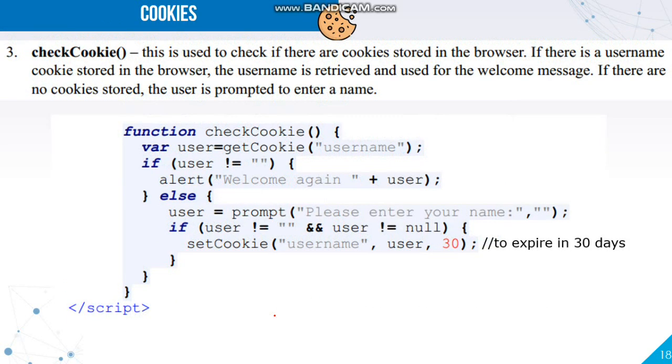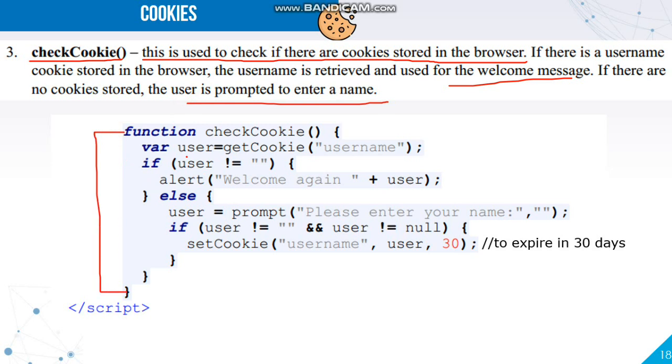Next, we also have here the check cookie function. This is used to check if there are cookies stored in our browser. If there is a username cookie stored in the browser, the username is retrieved and used for the welcome message. If there are no cookies, the user is prompted to enter a name. So in this code, you can declare a variable user and get the cookie with the particular name or ID. We have implemented username here, as you can see. That's the name of the ID that we have placed.